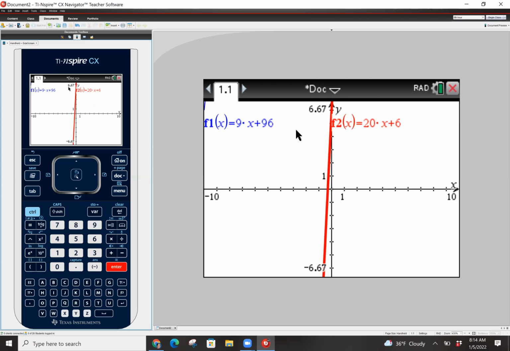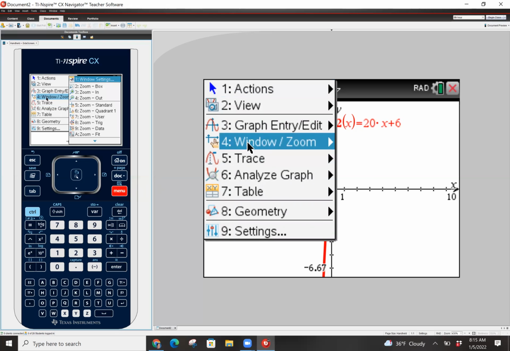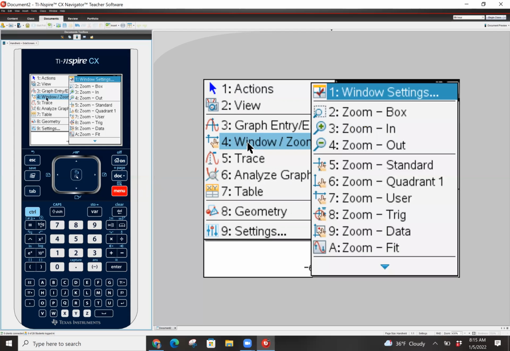Okay, so the reason why we're graphing this, we want to find where they intersect. We know they will intersect because they have different slopes. The only lines that never intersect are parallel lines, and that would be if the slope was 9 for both of them. So let's find a place where they do intersect. We want to go to menu. And we want to go to the window to try to see the point.